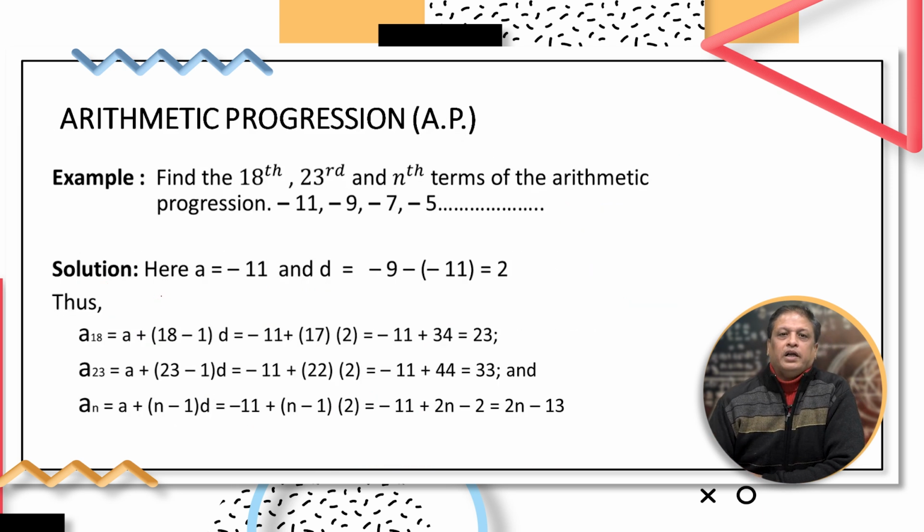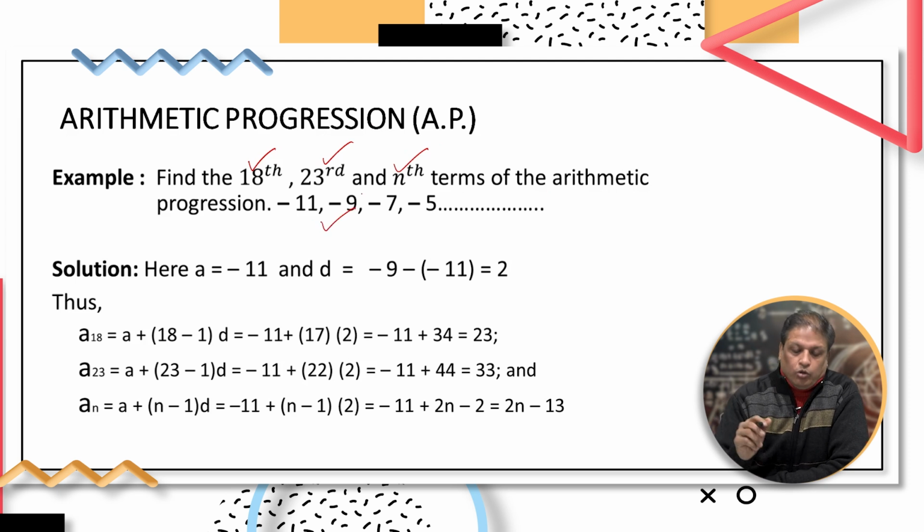Now let's solve some more examples. Say we are required to find the 18th term, the 23rd term, and the nth term of the arithmetic progression given over here. Looking at the arithmetic progression, the first term is minus 11. What is the common difference? The common difference is the difference of these two values, that is minus 9 minus minus 11.